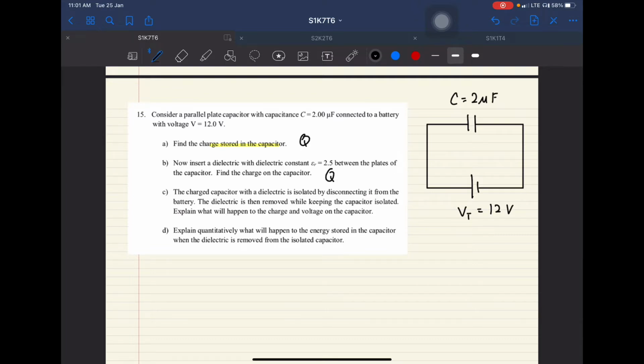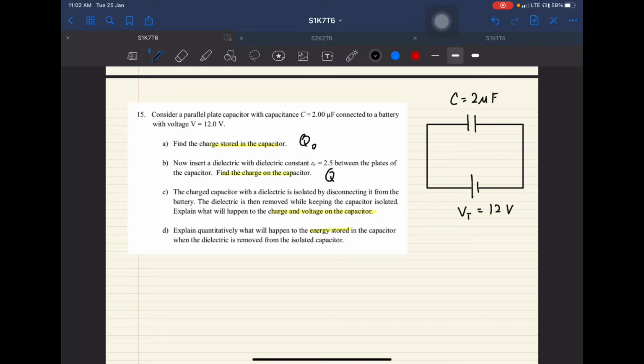So there is before and after, so I put Q not and Q after to differentiate between the charges. And then they want to find the charge when the capacitor is isolated. Then explain what will happen to the charge and the voltage on the capacitor. And lastly, they ask you to compare the energy, before and after, with and without dielectric materials.